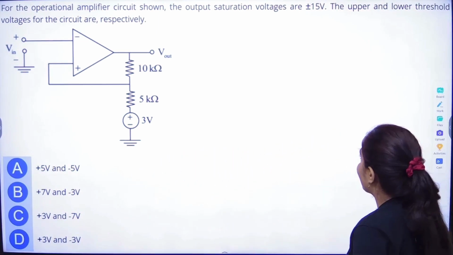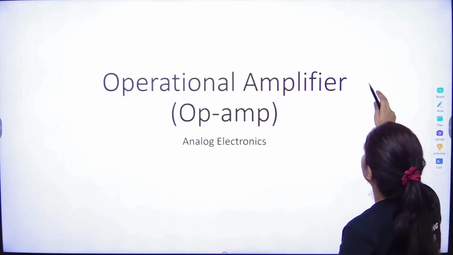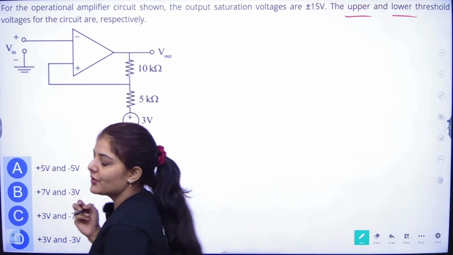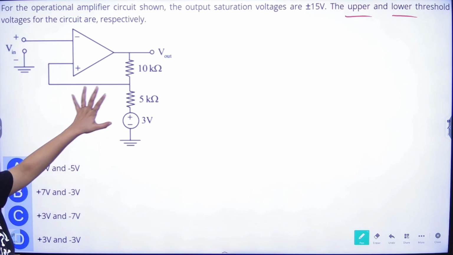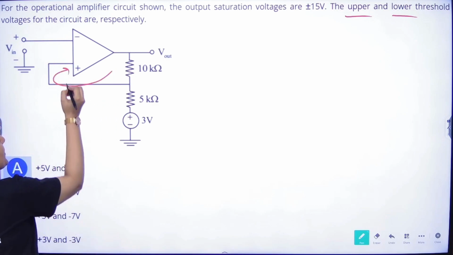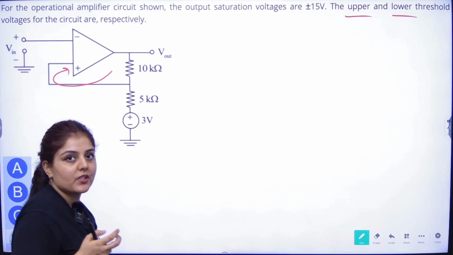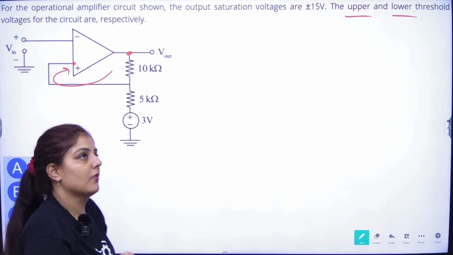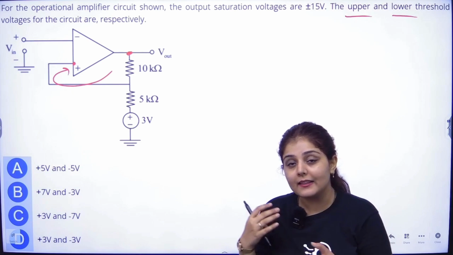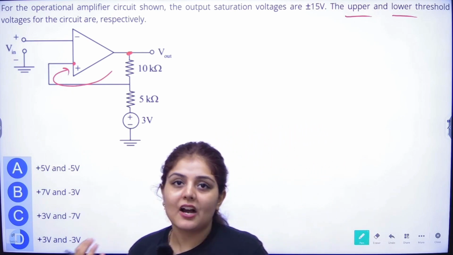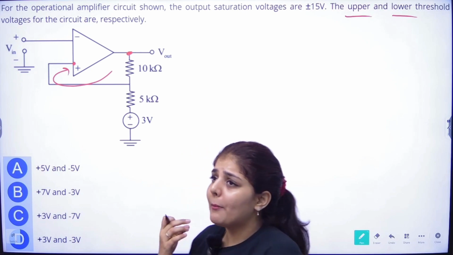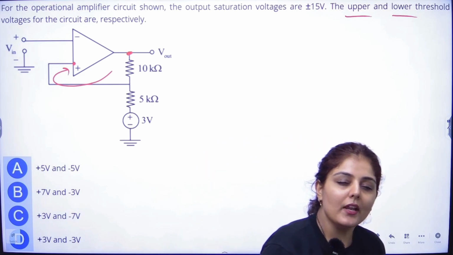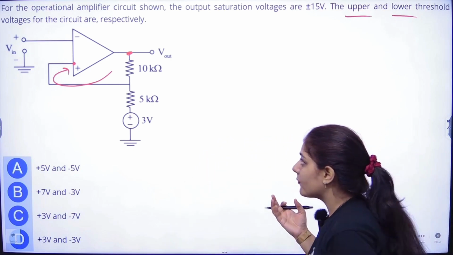In this question, they are directly mentioning that they want to ask the upper and the lower threshold voltage. That means this particular circuit is a Schmitt trigger, right? It is a Schmitt trigger, and the output is giving feedback to the positive terminal. Whenever the feedback is connected to the positive terminal, that means from the output the feedback is coming to the positive terminal, that is a Schmitt trigger, and in that case the maximum voltages at output can be plus minus V saturation. But whenever they are asking us the upper and lower threshold, how do we calculate upper and lower threshold? We find out the relation between input and output.